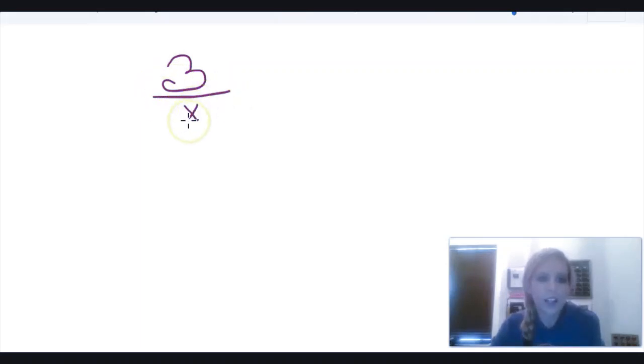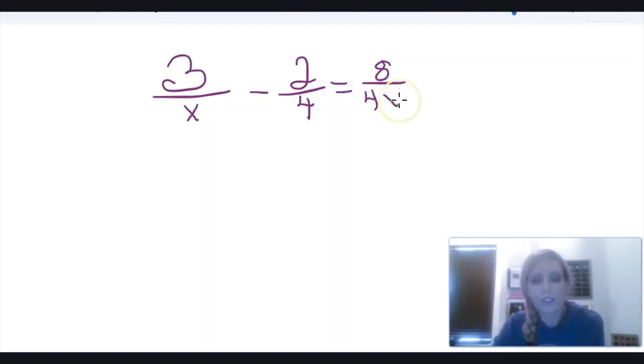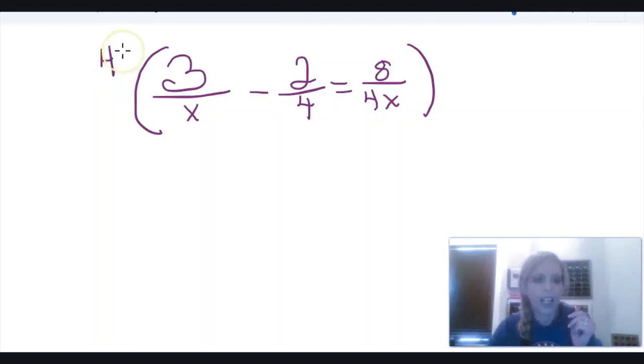We're going to still be talking about that common denominator, okay? So let's take a look at an example here. We've got 3 over x minus 2/4, and that equals 8 over 4x. The first thing we need to do is find the common denominator. What can I multiply all of these by to start canceling out? Well, I see that that's going to be 4x. So I'm going to multiply all of this by 4x.